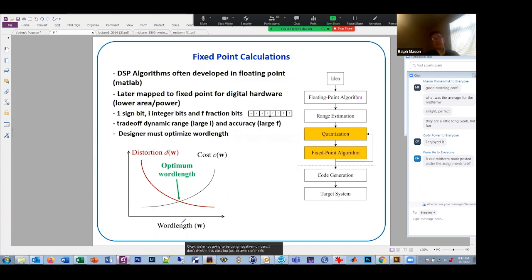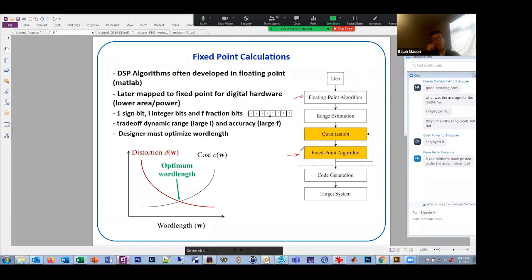Fixed point calculations. Often when you're given a problem, you'll have an idea. You'll do something in floating point. You might do this in MATLAB or Simulink or some other thing. But then when you want to go into Verilog, floating point is very expensive to build floating point hardware. So we almost use what is called fixed point algorithms or fixed point hardware. So we're just doing adders and subtractors. Floating point has a mantissa and an exponent. We don't use an exponent in fixed point.